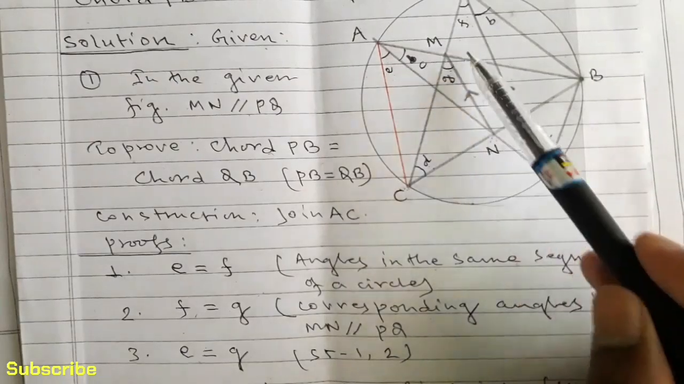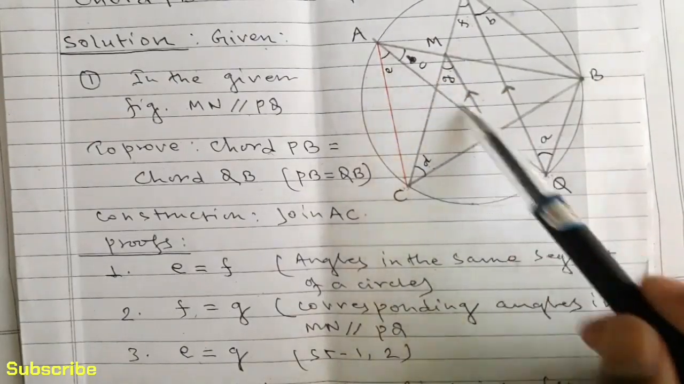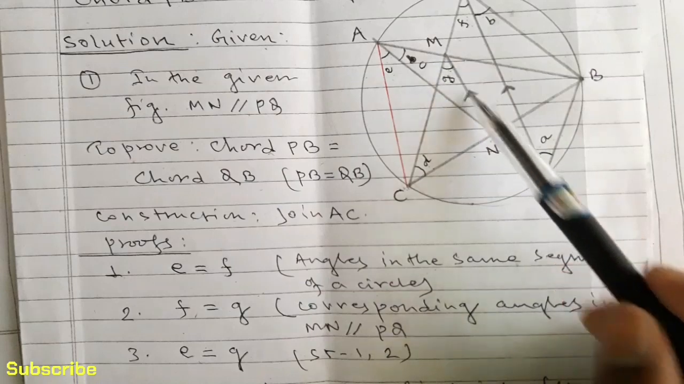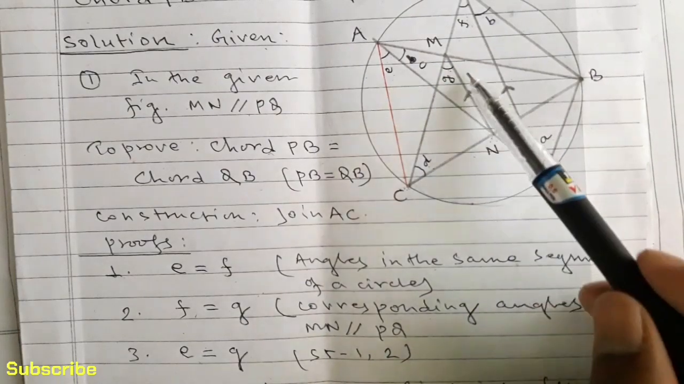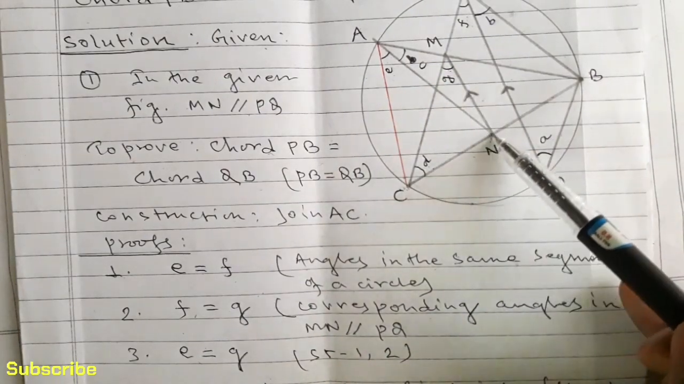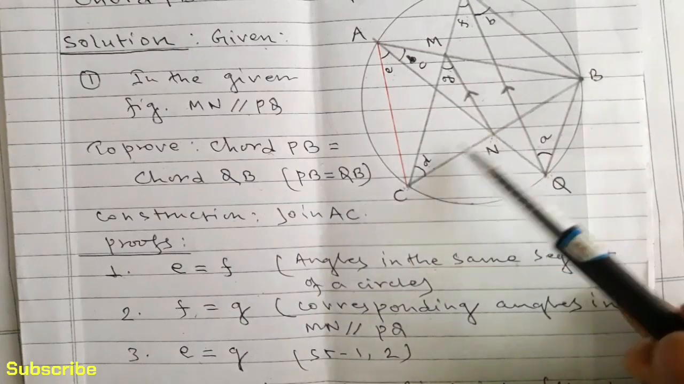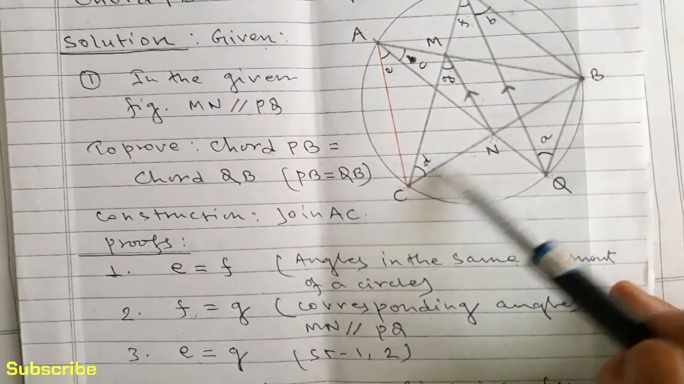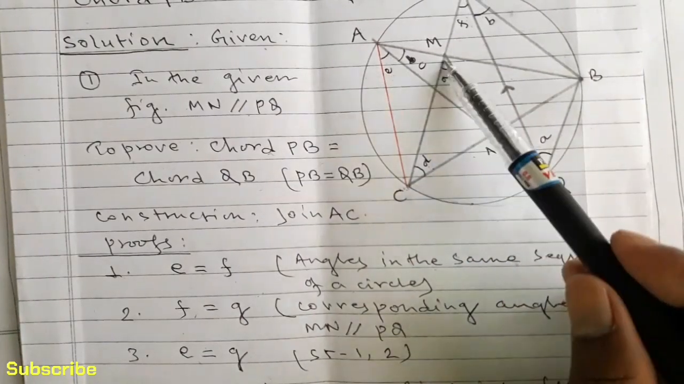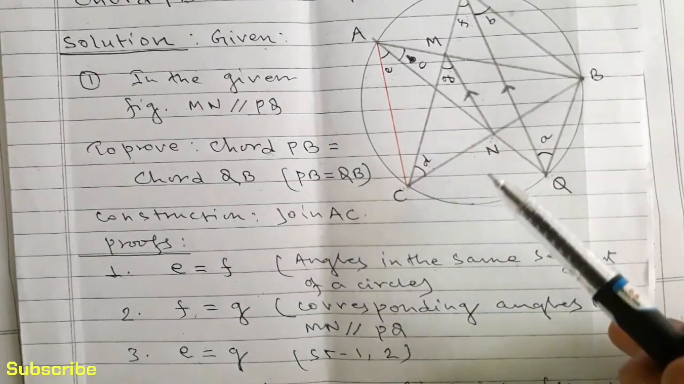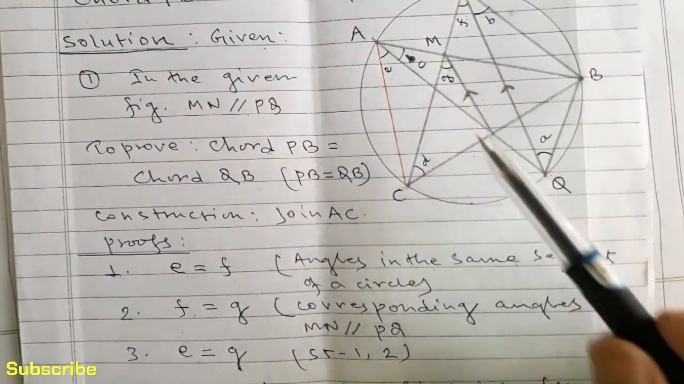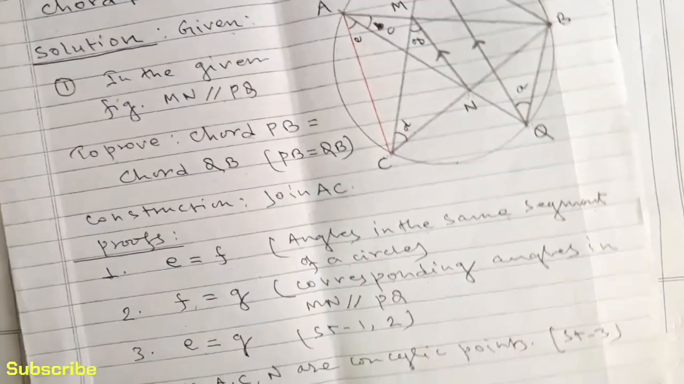Angle E is called angle G. Angle E means angle CAN and angle G means angle CMN. So both the angles are on the same segment CN. They are subtended by the same segment CN. So if angles in the same segment are equal, then the points are concyclic points.